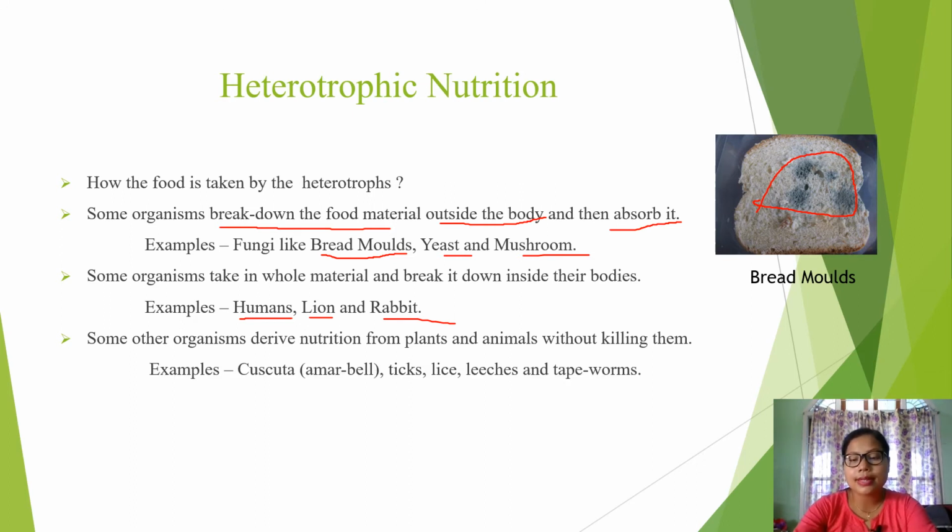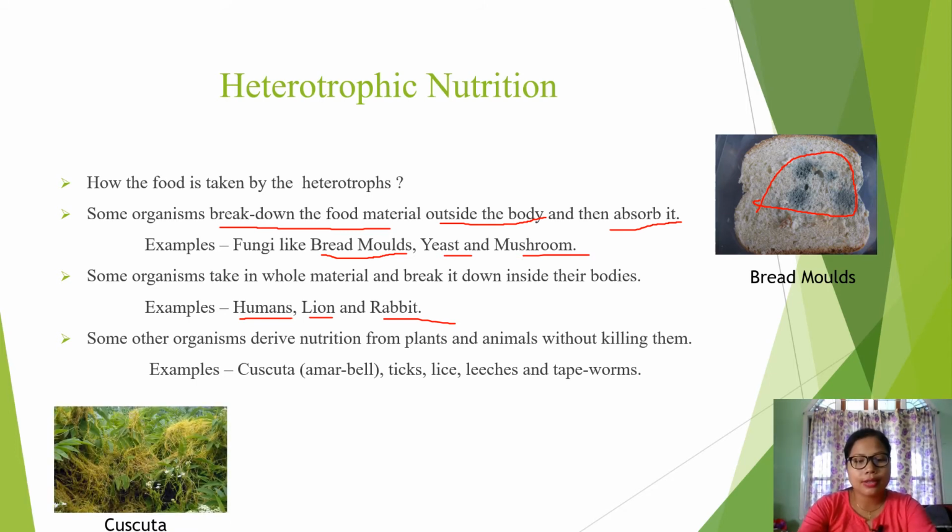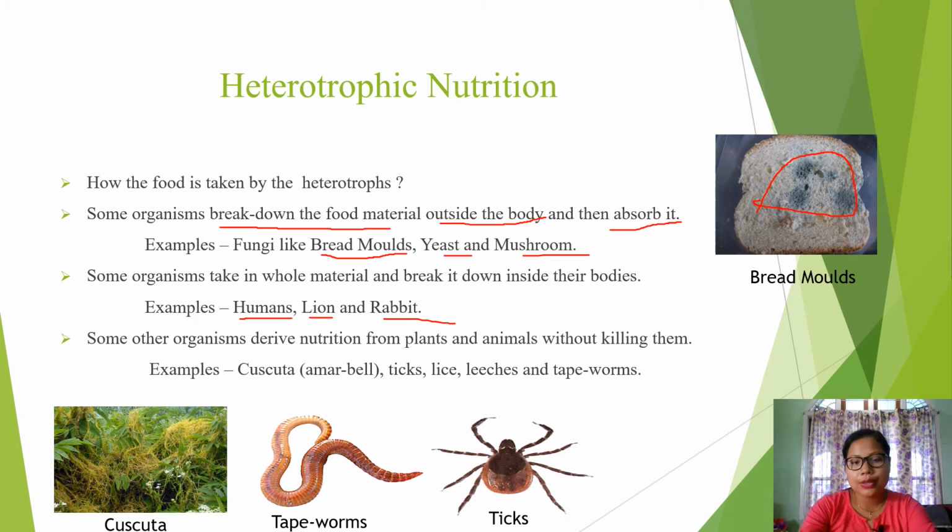Let's see the examples. These are cuscuta, ticks, lice, leeches, and tapeworms. Here we have cuscuta. They are absorbing the nutrition from plants without killing the plants. And here go the tapeworms. They do the same thing. Here, ticks: if you have a dog at home, sometimes you may have experienced this. The ticks will absorb the blood of that dog, but they don't kill the dog.